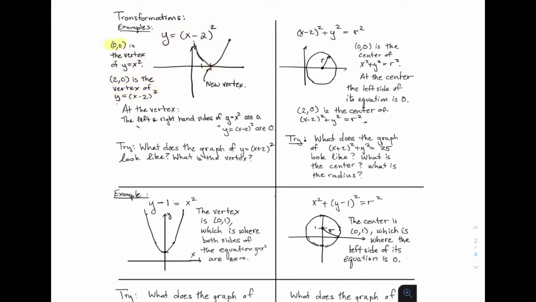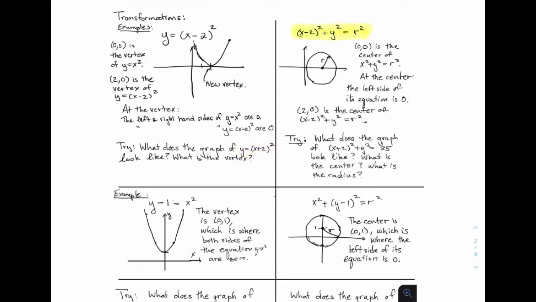Note when we plug in the vertex in the original parabola, we get 0 equals 0. When we plug in the vertex of the new parabola, we also get 0 equals 0. What does the graph of this look like? Y equals x plus 2 squared. What's the vertex? You might try a T-chart, but you should choose your x's carefully. Or you could think of what makes this equation 0 equals 0, and that will help you find the vertex.